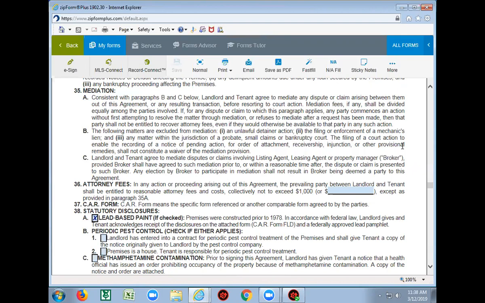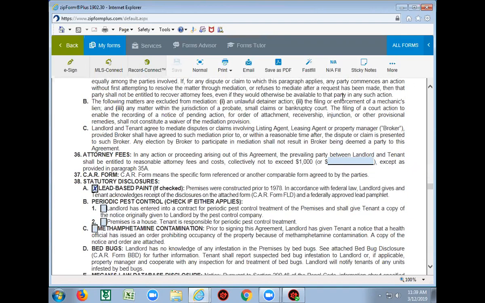1, the unlawful detainer action. 2, the filing or enforcement of a mechanics lien. And 3, any matter within the jurisdiction of a probate, small claims, or bankruptcy court. The filing of a court action to enable the recording of a notice of pending action, for order of attachment, receivership, injunction, or other provisional remedies shall not constitute a waiver of this mediation provision. So if anything has a court order or anything like that, then definitely it's not going to be mediated. Mediation is only for landlord and tenant issues. Anything involving a legal issue, court issue? No.